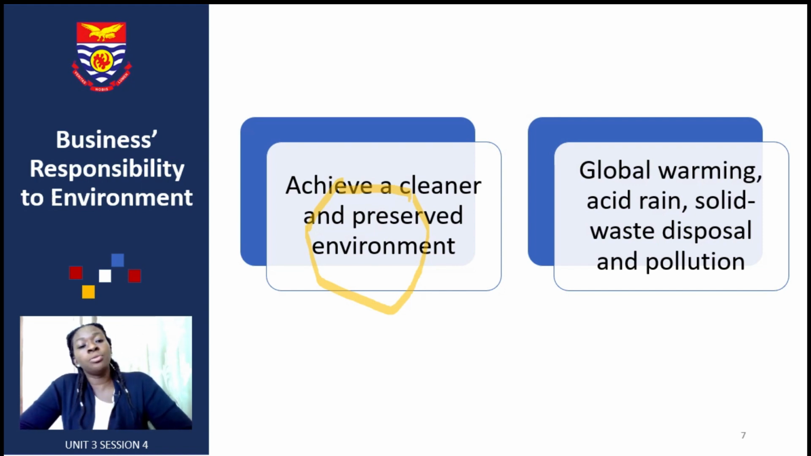When it's supposed to rain, it's not raining. When the sun is not supposed to shine, it's rather shining. And even with the scorching heat, farmers are struggling. We're struggling with food. We're struggling even doing our day-to-day activities. There's acid rain, solid waste disposal, pollution, and all these global issues are affecting all of us as a group. And so businesses have to be responsible in their operations to preserve the environment.